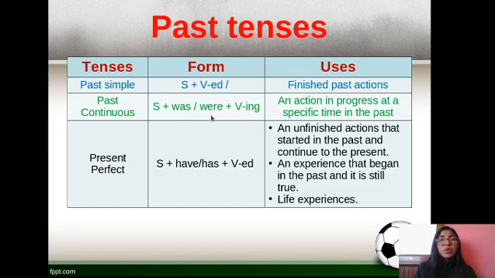When do you use were? That's right. For you, we, and they.